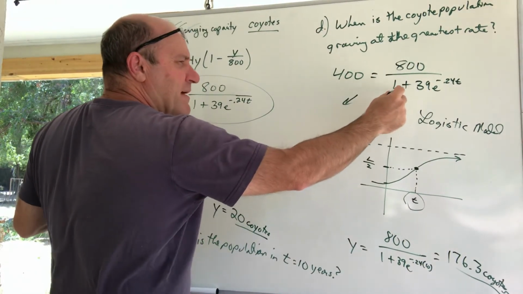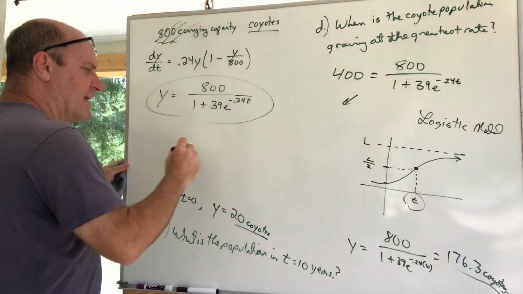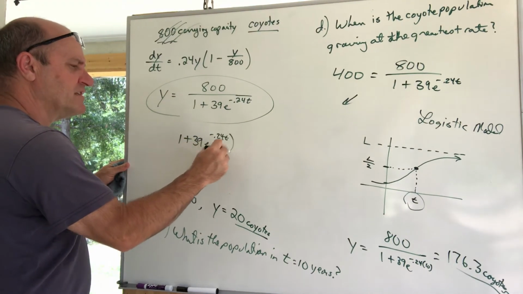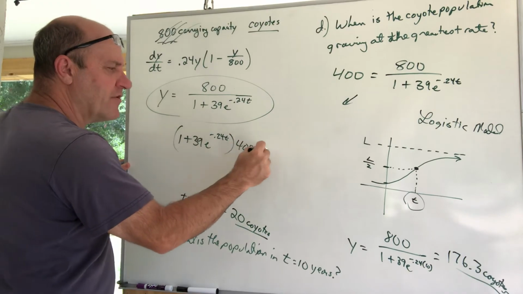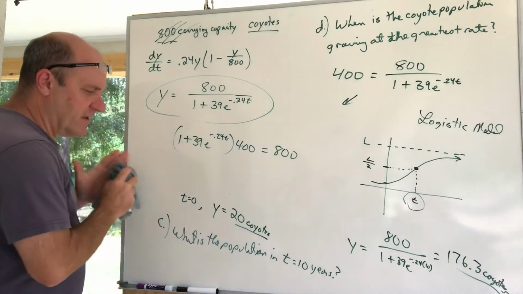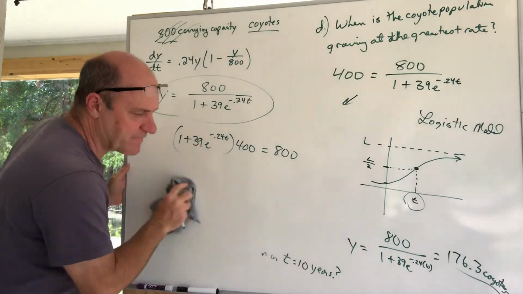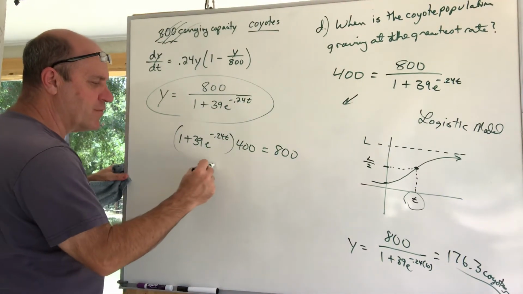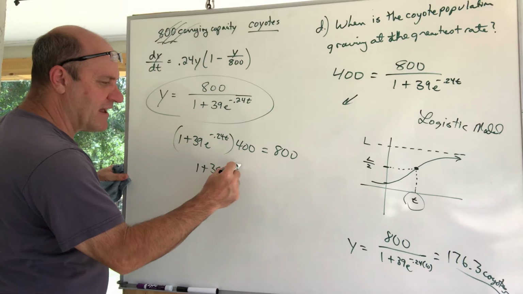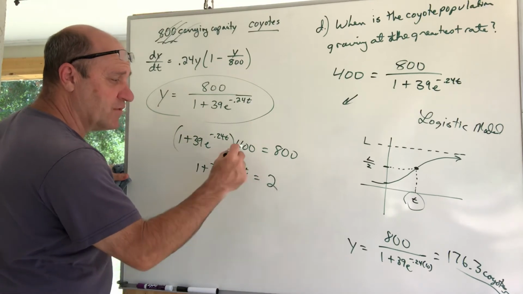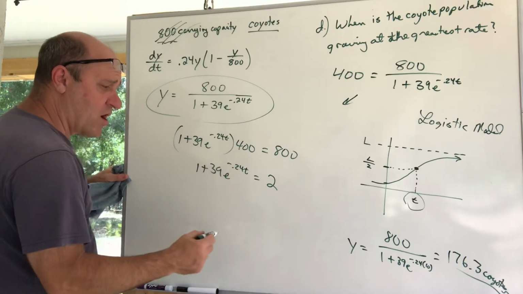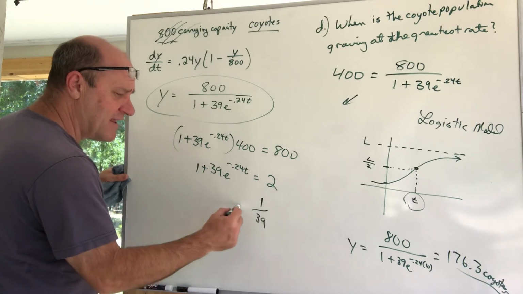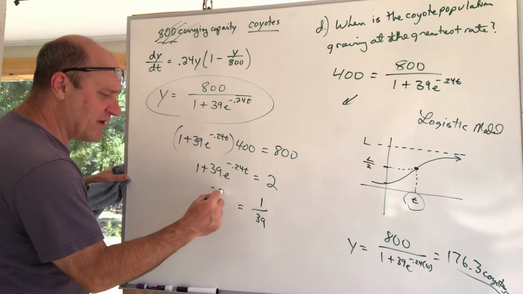I'm going to multiply by this denominator, so I get 1 plus 39 e to the negative 0.24t times the 400 equals the 800. Now I'm going to divide by the 400. That'll give me a 2. 1 plus 39 e to the negative 0.24t equals 2. Subtract the 1, it's a 1. Divide by 39, it's 1/39 equals e to the negative 0.24t.